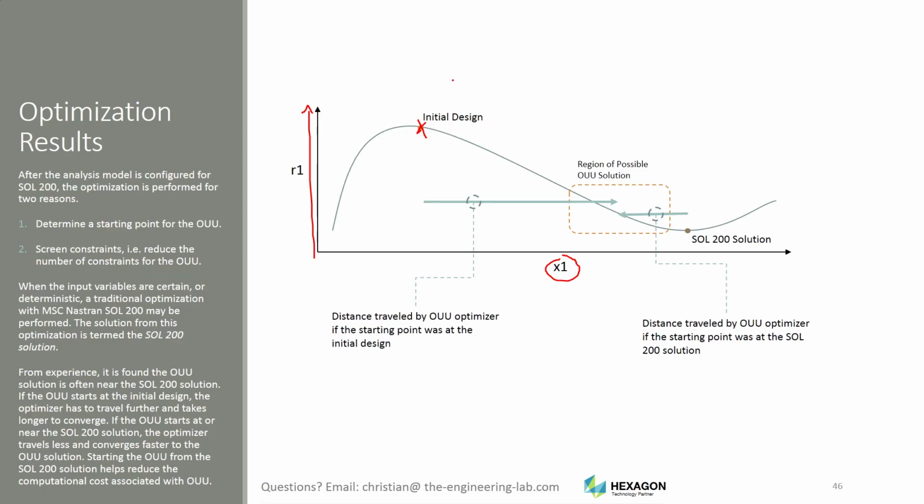Here the initial values for the means of the cross-section areas were 0.01. Now, when the optimizer starts for OUU, it's going to travel across the design space. Eventually, it gets to the region where the OUU solution is, and maybe the OUU solution is here, this red dot. Now, the alternative starting point is as follows.